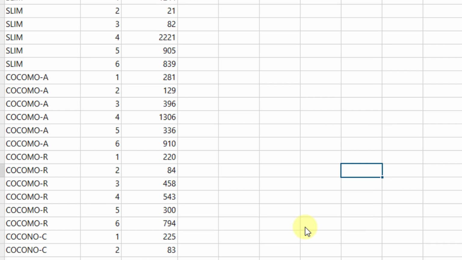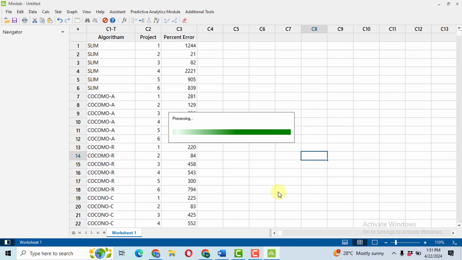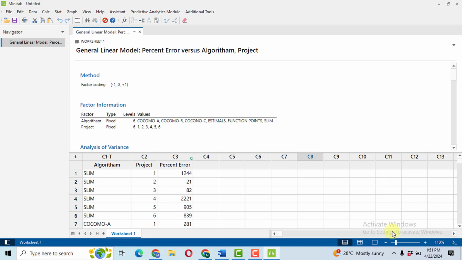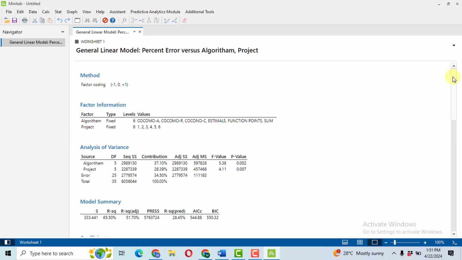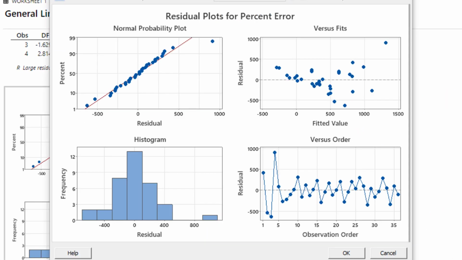Now wait for the results. First of all, we will do the residual analysis having both factors in the model. So come down straight away and have a look at the graphs. The residual analysis is perfect because the data follows the normal distribution, as is obvious from the normal probability plot and the histogram of frequency versus residuals.